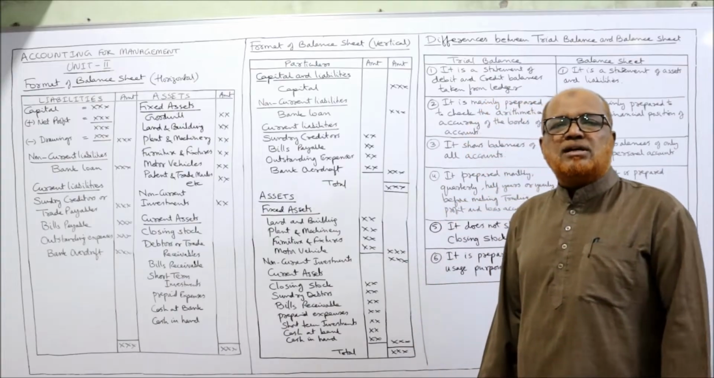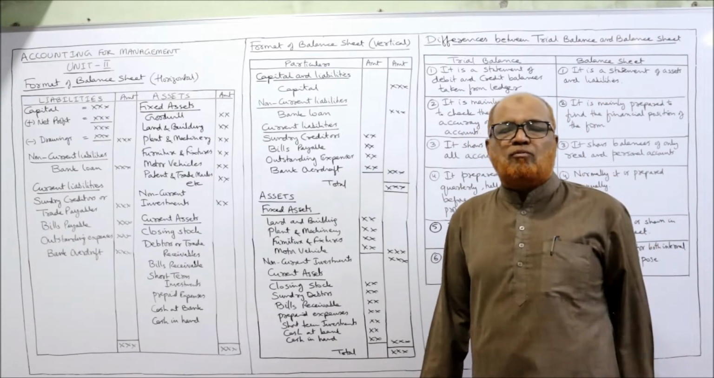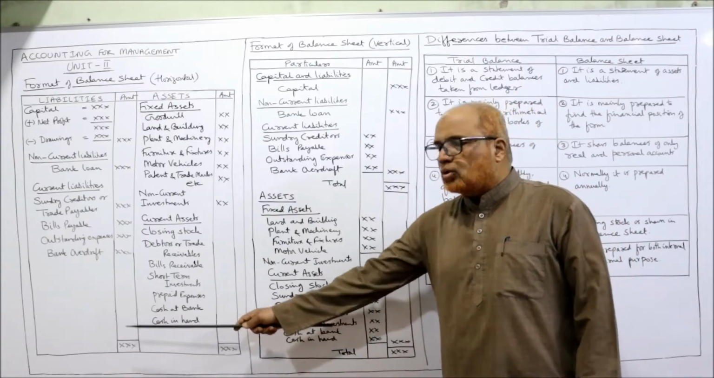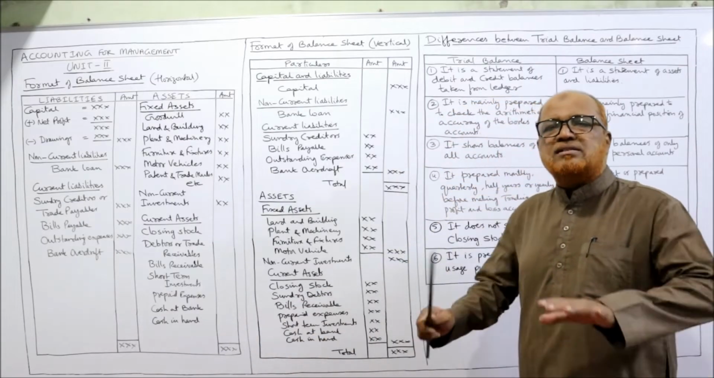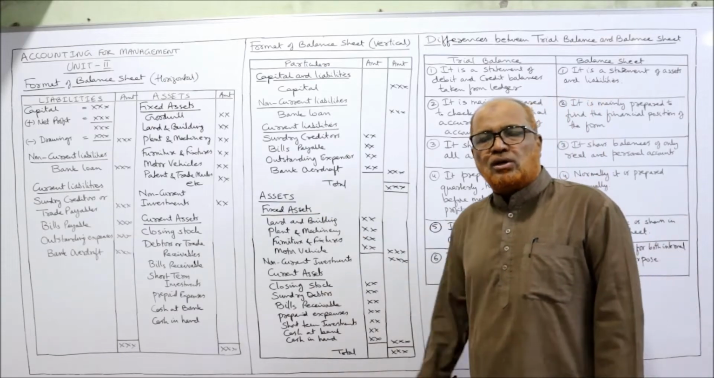If you do not commit any mistake, if you correctly follow the double entry system of bookkeeping, then the total of liabilities and the total of assets will get tallied. This is all about horizontal form.